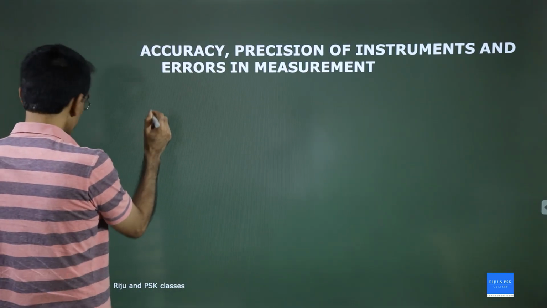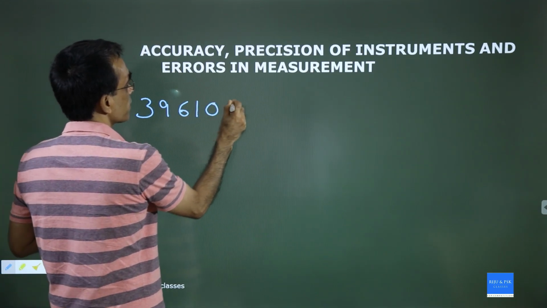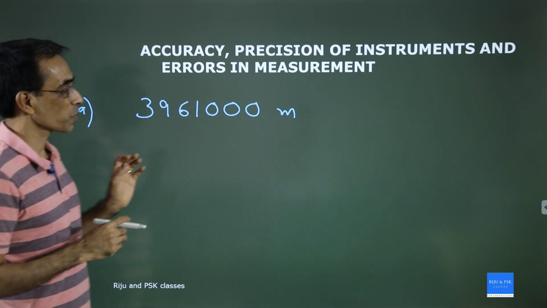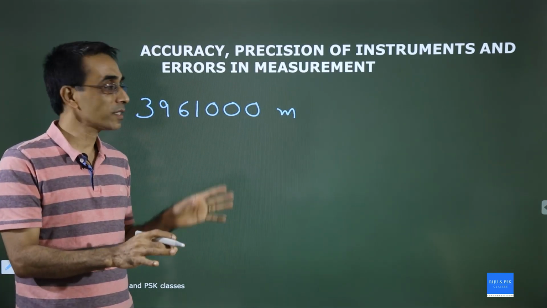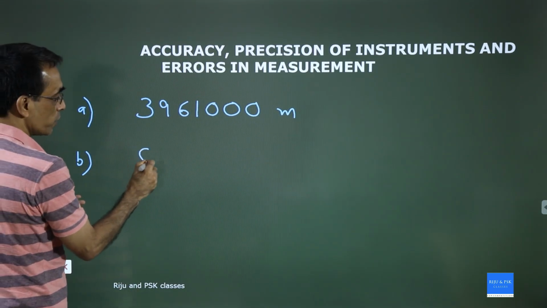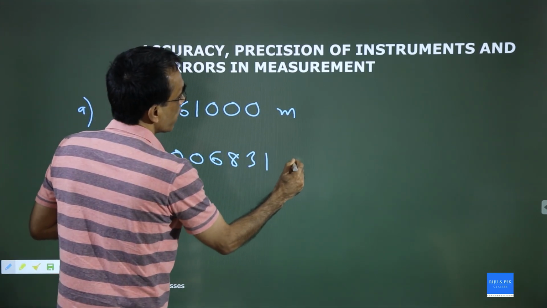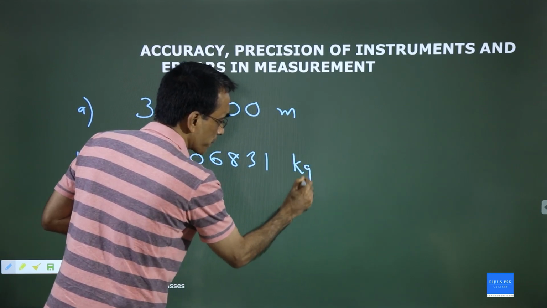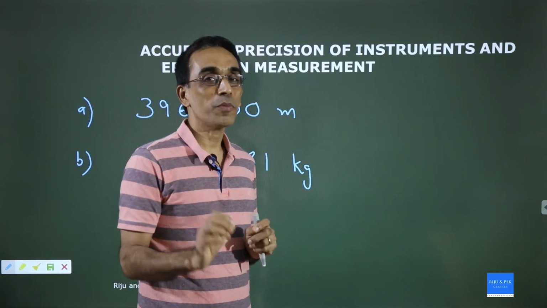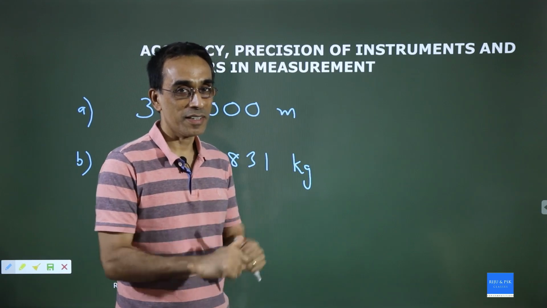So the first value is 3961000 meter. This should be written in scientific notation and find the order of its magnitude. Second one, same thing, but this is a smaller value, for example 0.006831. Again, let me take another unit, it's a kilogram. Write these two in scientific notation and find the order of magnitude and answer me in the comment box below. Done? Okay.